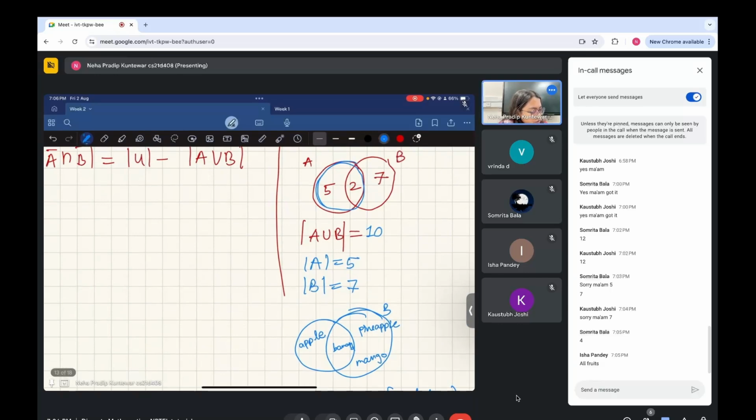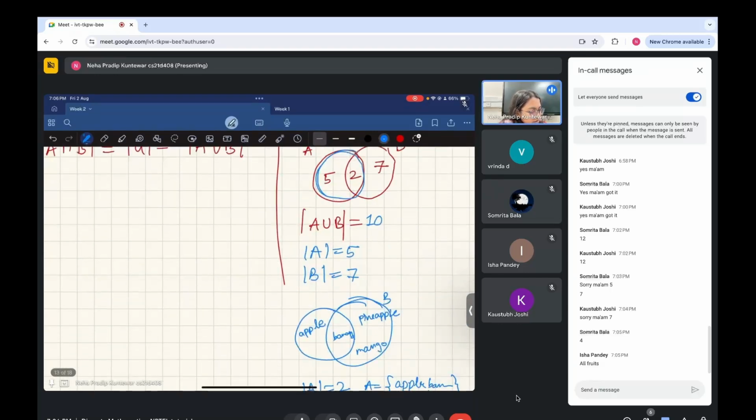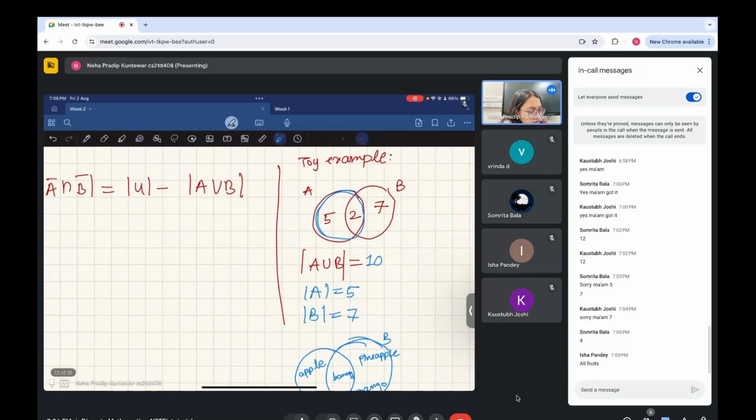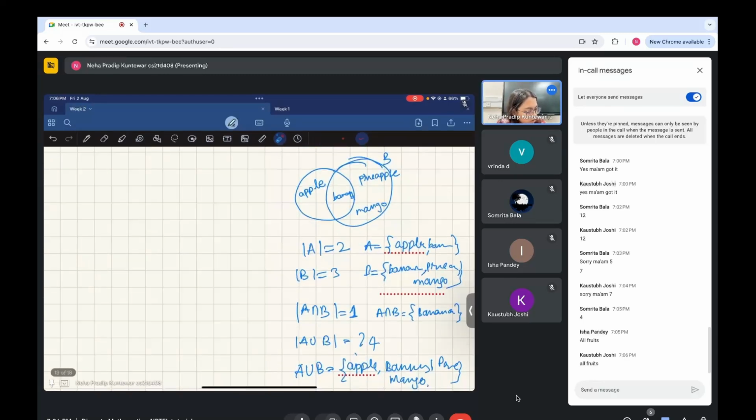So keeping that in mind, notice that we ended up counting banana twice, in A and in B, so we had to subtract it once. Similarly, we will apply the same logic here. The two elements that are common to A and B are getting counted twice, so we would have to subtract them.